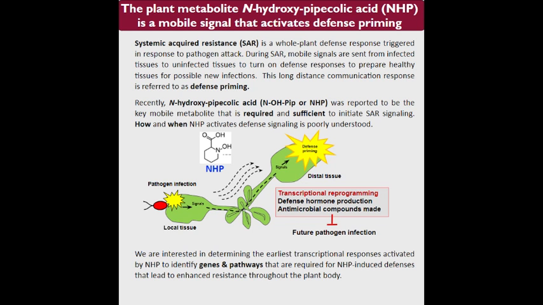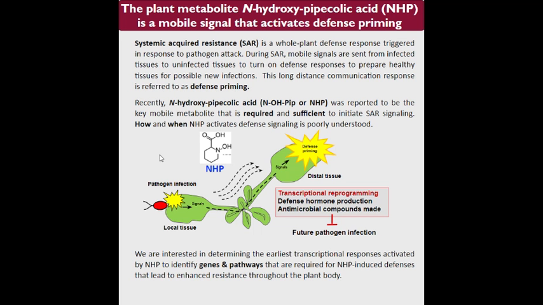Now, that was a lot of jargon, so before I get into the meat and potatoes of the project, I need to give you some background. So what is SAR? SAR, or Systemic Acquired Resistance, is a whole plant defense response triggered in response to a pathogen attack. During SAR, mobile signals are sent from infected tissues to uninfected tissues to turn on defense responses to prepare healthy tissues for possible new infections. This is known as defense priming.